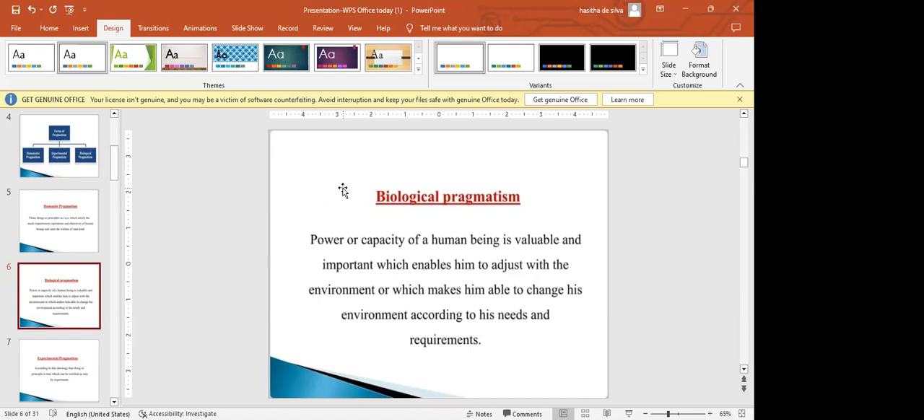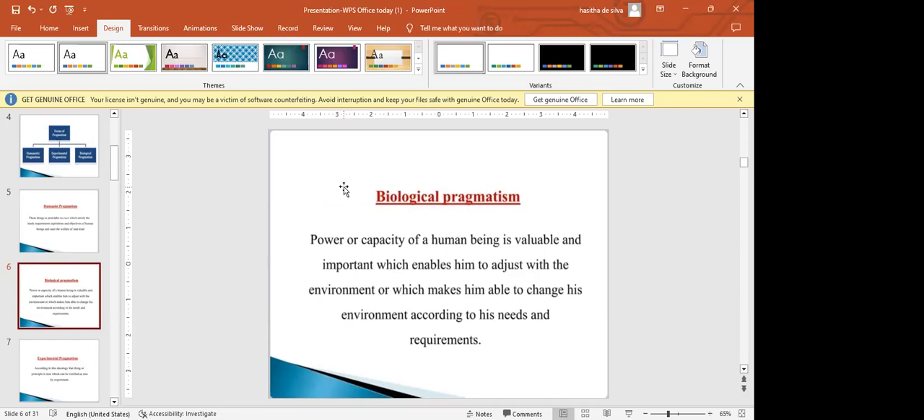Therefore, it promotes a flexible, adaptive approach to knowledge, where theories and beliefs can be modified or refined based on the new empirical evidence and practical outcomes. Overall, biological pragmatism seeks to integrate biological understanding with practical problem solving and the pursuit of positive outcomes.